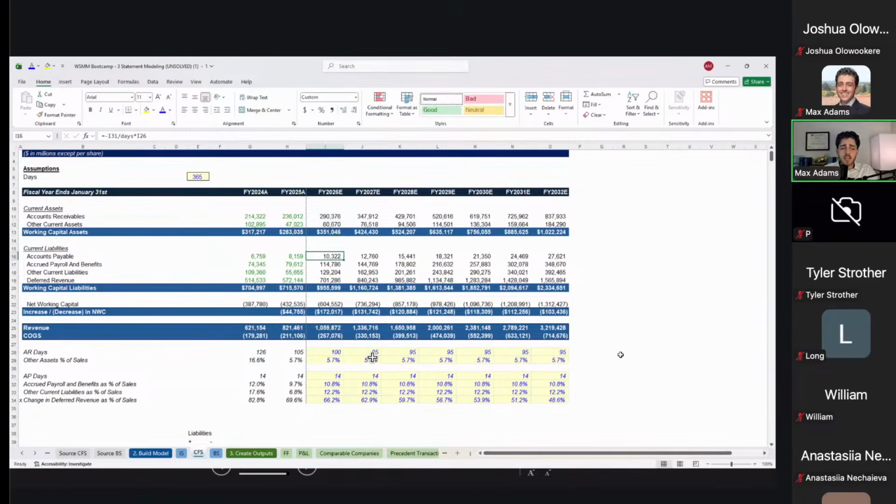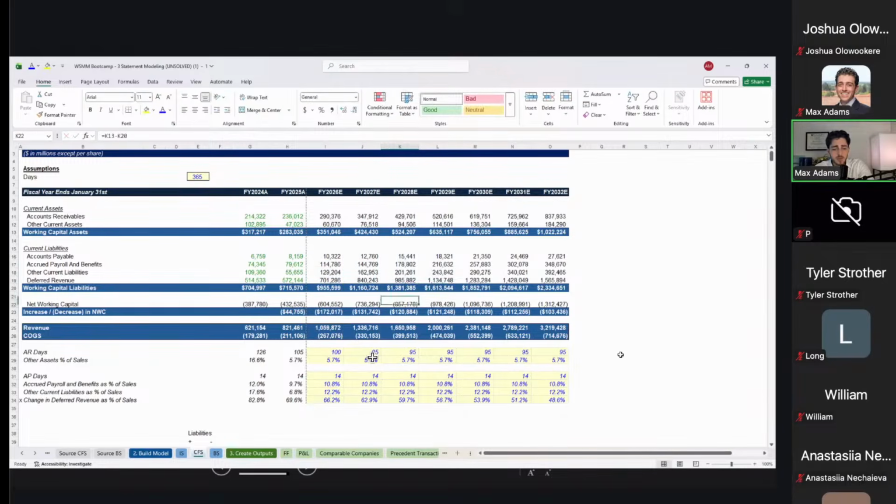On the working capital liabilities, we forecast the accounts payable using the days payable method. So we're taking 14/365ths and then multiplying that by the COGS to get to our accounts payable. And then for the accrued payroll and benefits, the other current liabilities, the deferred revenue, we're doing these as a percentage of sales. So again, pretty straightforward here.